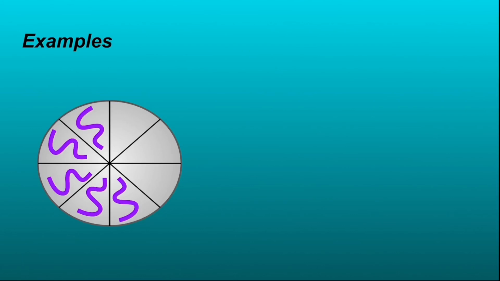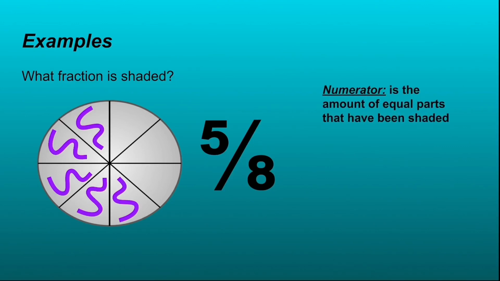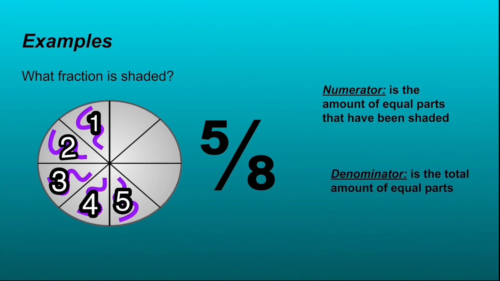What fraction is shaded? Five over 8. How did we get this answer? Our top number, which is the numerator, is the amount of equal parts that have been shaded. And how many parts can you see that have been shaded in purple? 1, 2, 3, 4, 5 parts.